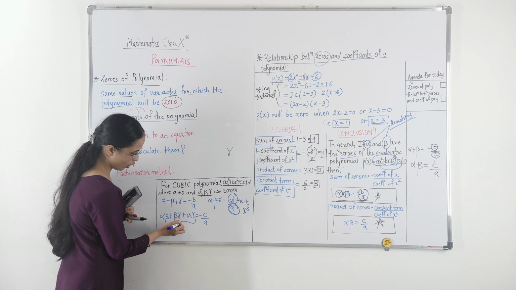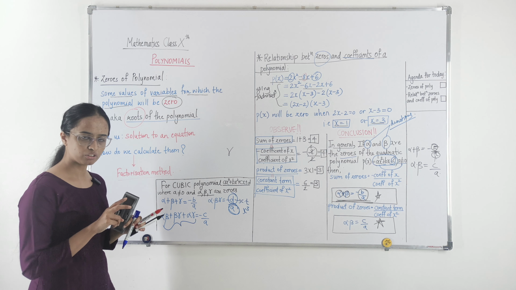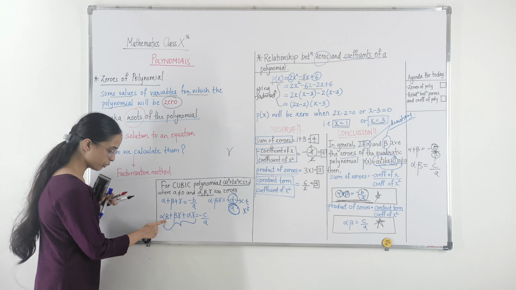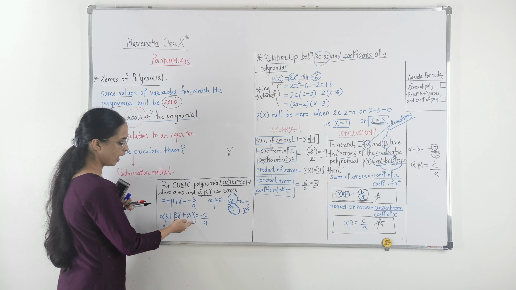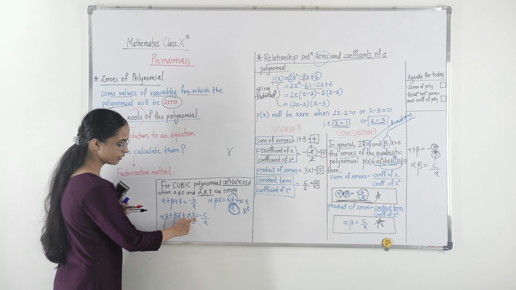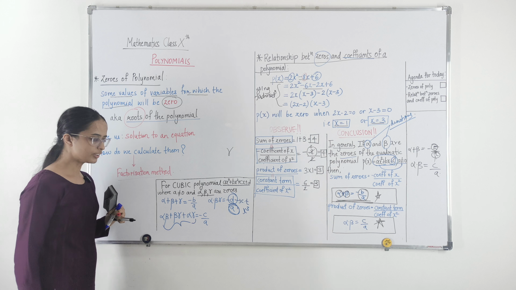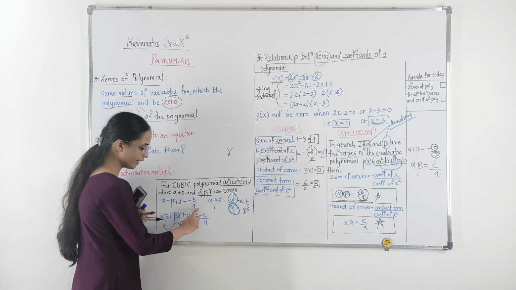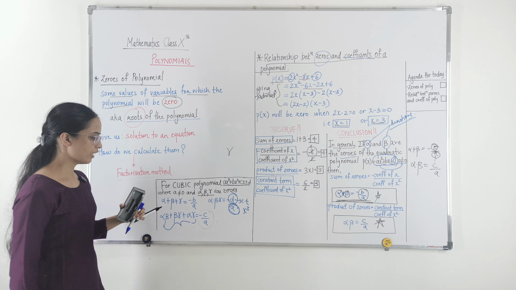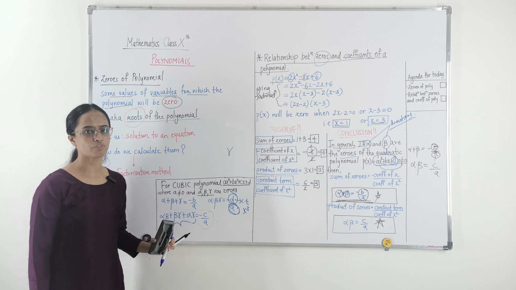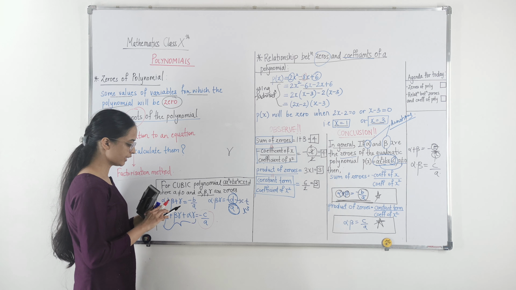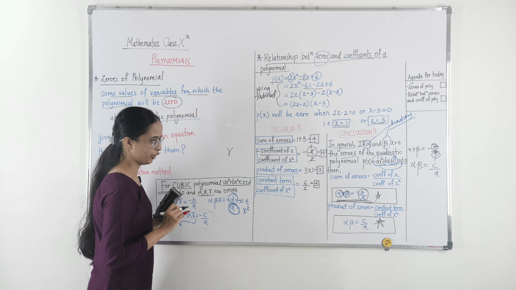Then finally this is a combination where at a time you are taking the product of two zeros and adding them. So alpha into beta plus beta into gamma plus alpha into gamma. At a time you are taking a combination of two zeros, and like that you have taken all three possible combinations of zeros. You have added them and that would be equal to minus c by a. So this is the relationship between the zeros of a polynomial and the coefficients of a polynomial. But here in this case we are talking about a cubic polynomial.